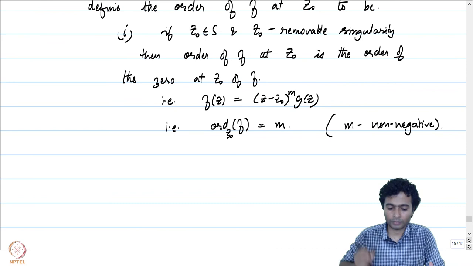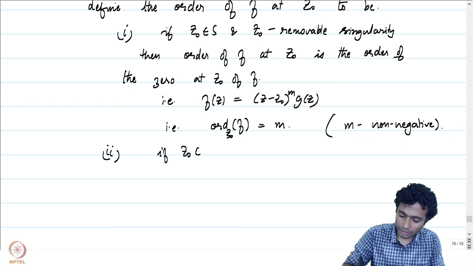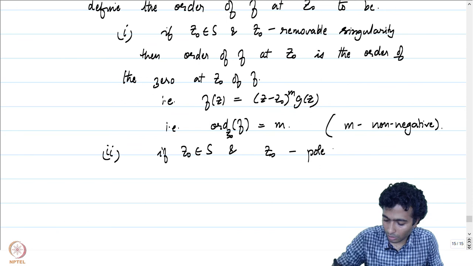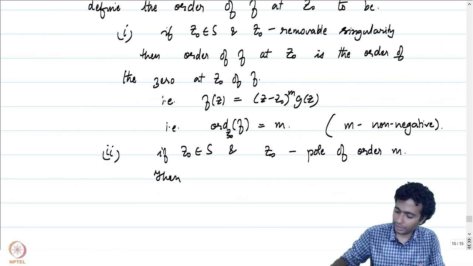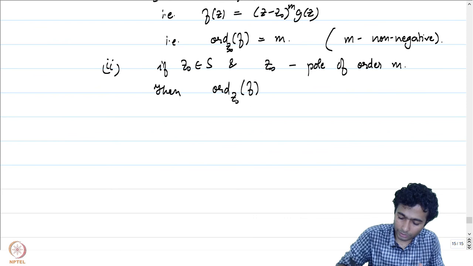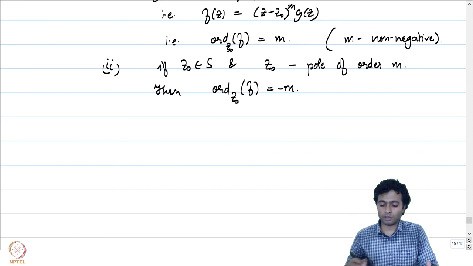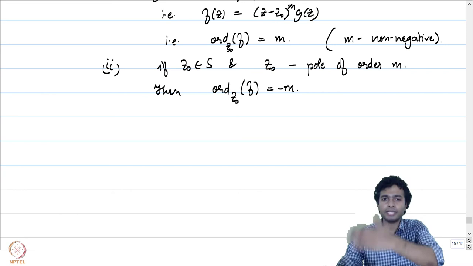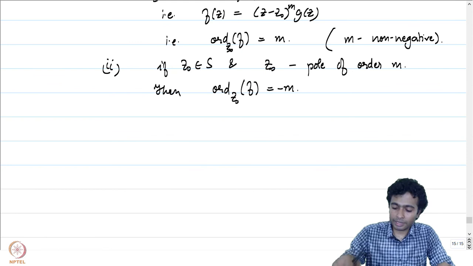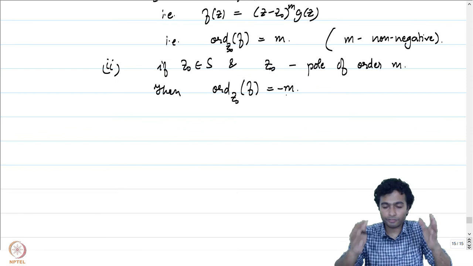What about when z0 is in S and z0 is a pole of order m? Then we define the order of f at z0 to be equal to minus m. Remember that if it is a pole, then we can write f of z as g of z by z minus z0 to the power m, where g of z0 is not equal to 0. And this m is what was the order of the pole. So the order of the function f at z0 is being defined as minus m in this particular case.